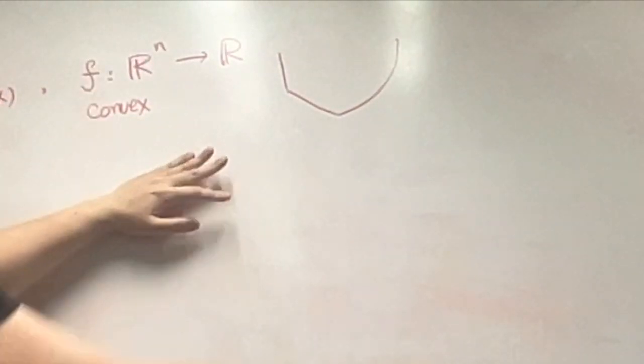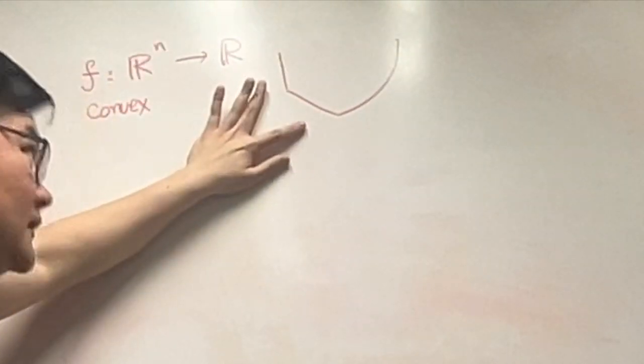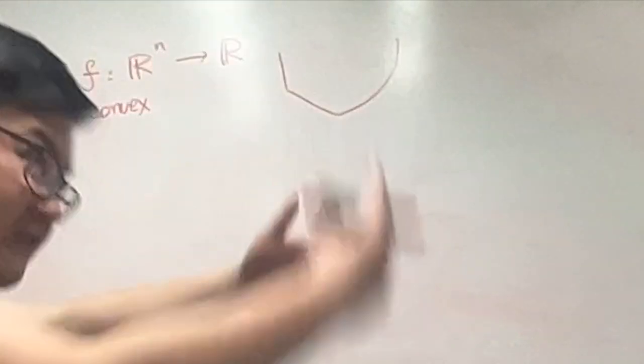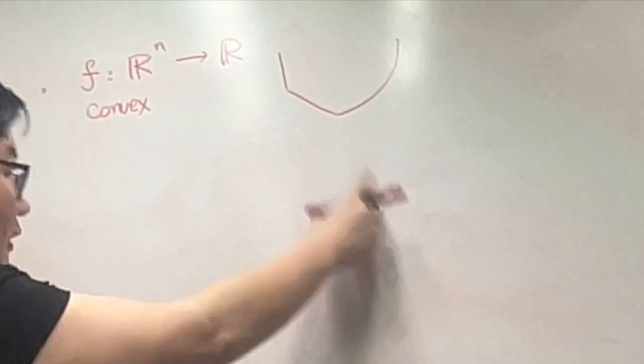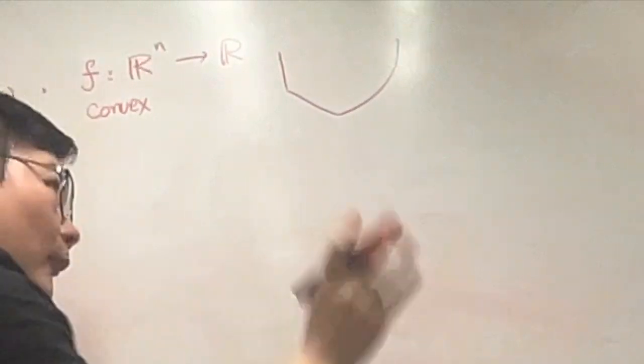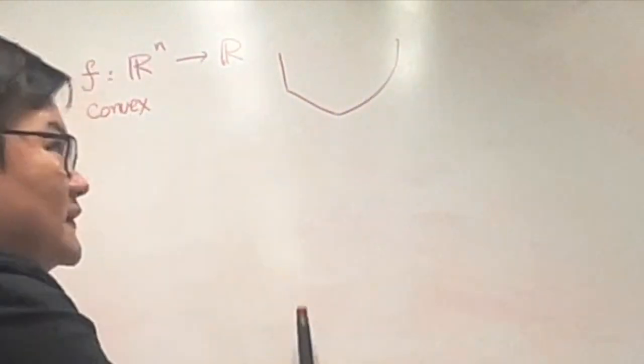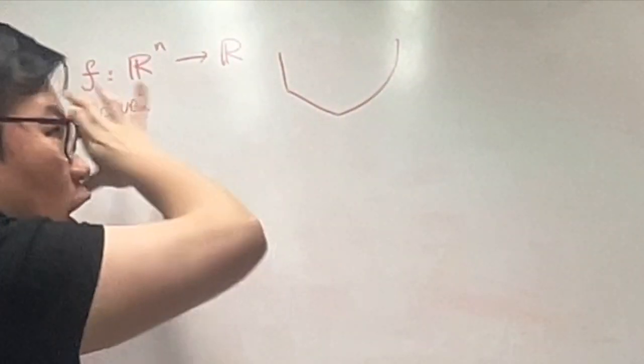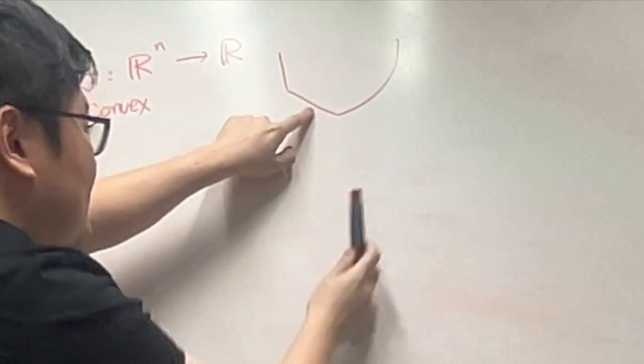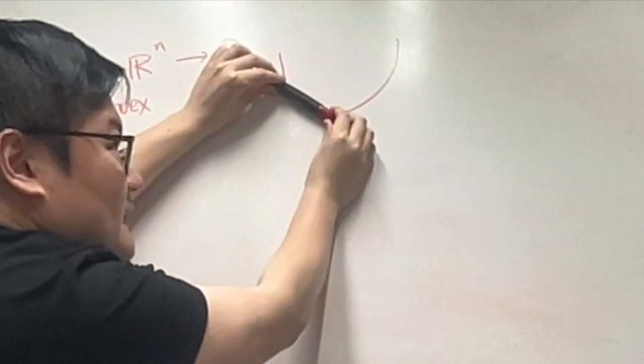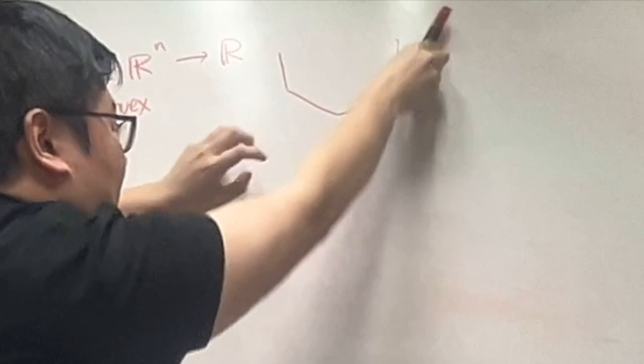A convex function is, at every point on the graph, this is called a graph of the function. You plot the graph of the function, okay? At every point on the graph, you always find a global support. That means everywhere in the function, you have a line below it for the whole function. So at this point, I can have a line like this. Okay, at this point, I can have a line like this.